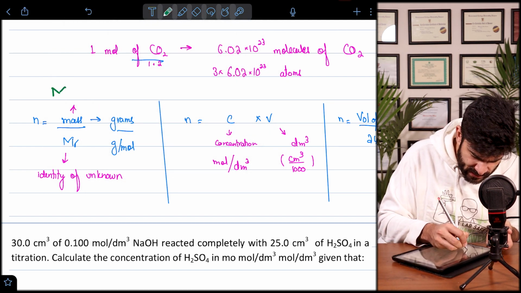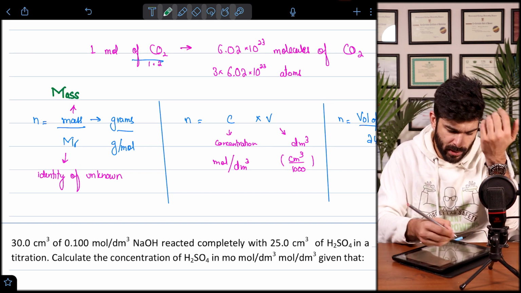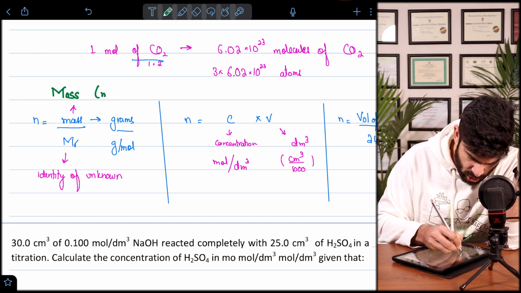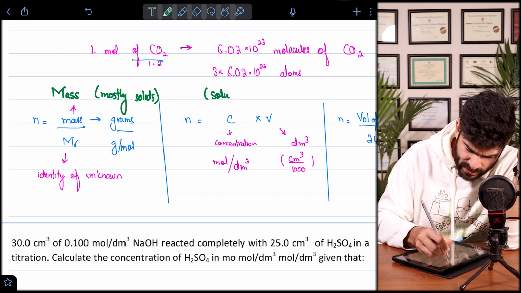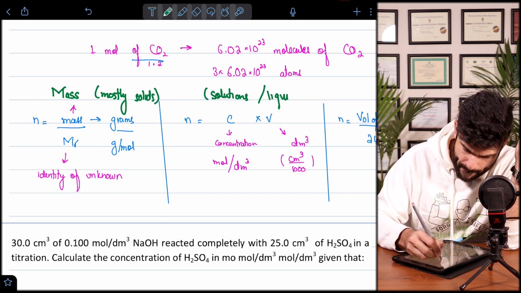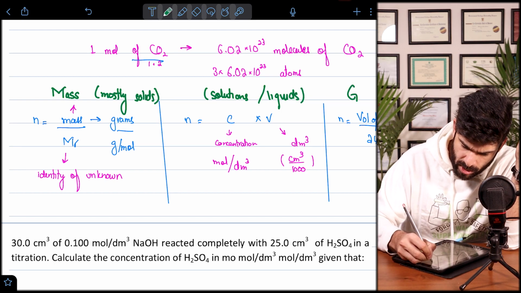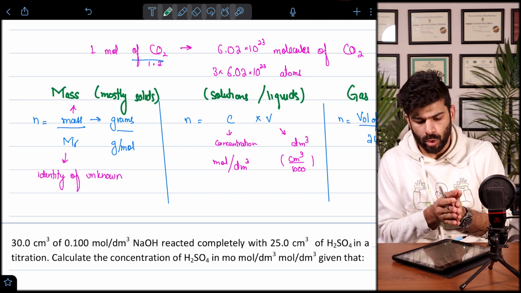So this is for mass, mostly solids, but gases can also have this formula. Mostly solids. This was for solutions or liquids. And this one is for gas. So these are the formulas of moles.